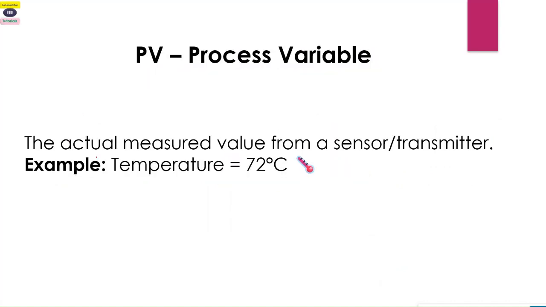So what is process variable? The actual measured value from a sensor or transmitter. Like if you have a temperature transmitter, what it is sensing through an RTD or thermocouple is the actual measured value. Okay, so this is the process variable.